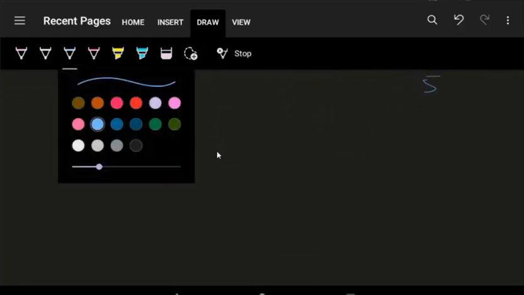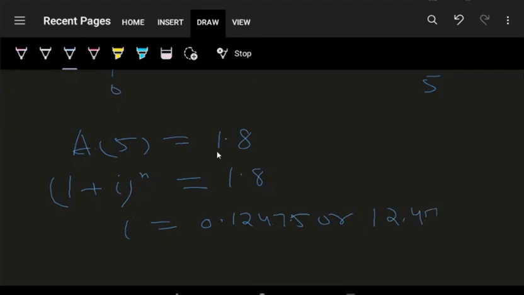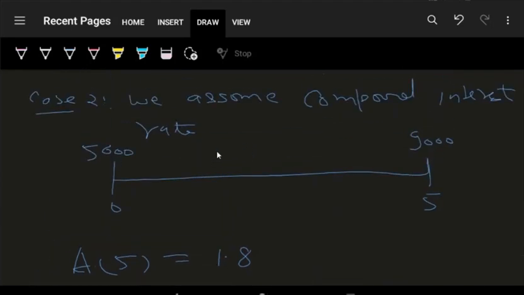We know that the accumulation for 5 years was 1.8, and we also know that the compound accumulation factor is given by 1 plus i to the power n. From this expression, you can directly calculate i to be 0.12475, or you can directly say it is 12.475%. So if this investment was earning at a compound interest rate, the rate would be 12.475%.